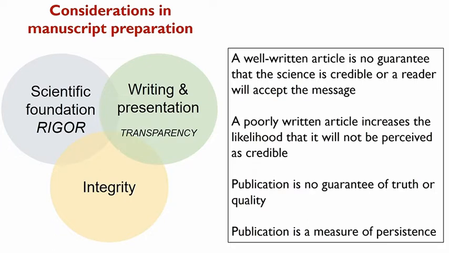We also know that publication is no guarantee of truth. It's no guarantee of quality. It is a measure of persistence in many ways. If an article is not accepted at one journal, the likelihood is that it will be sent to another journal, and at some point that process will stop when the article is finally accepted.